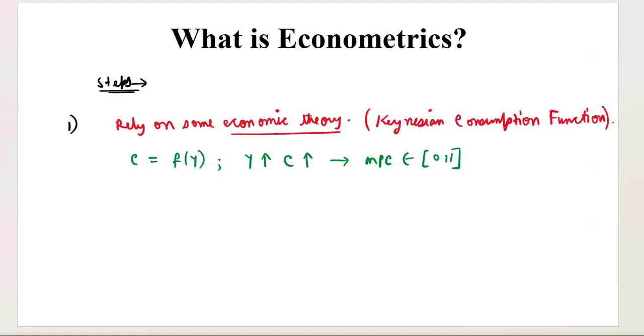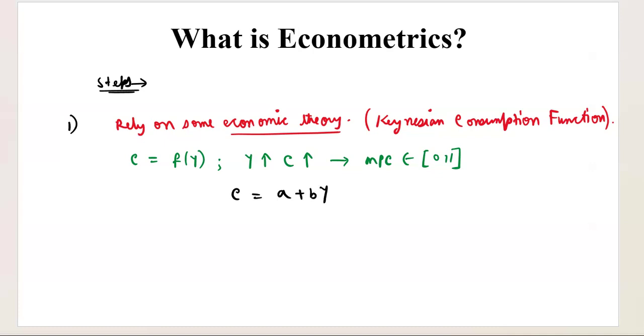So what do econometricians do? They know this theoretically, as it has been propounded by Keynes. They will rely on this economic theory and come up with some equations. They want to model this relationship between C and Y using this economic theory. So they will say, suppose we consider there is a linear relationship. Then C can be written in a very simplistic linear model form, C = A + BY.